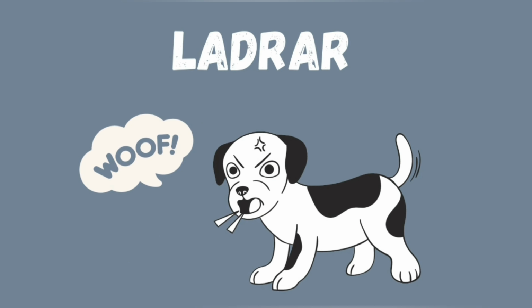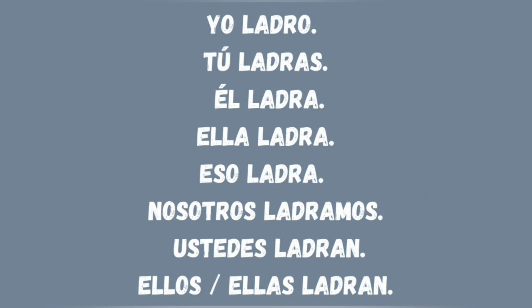Now this is our next verb. We have bark. Okay, that means ladrar in Spanish. Now let's see how we're going to conjugate this verb ladrar in Spanish according to our personal pronouns. Okay, we have yo ladro, tú ladras, él ladra, ella ladra, eso ladra, nosotros ladramos, ustedes ladran, ellos o ellas ladran.